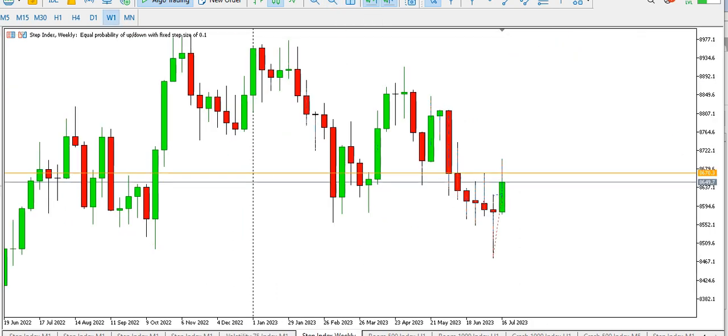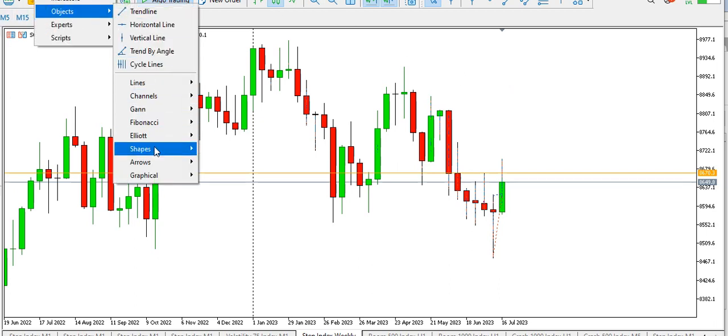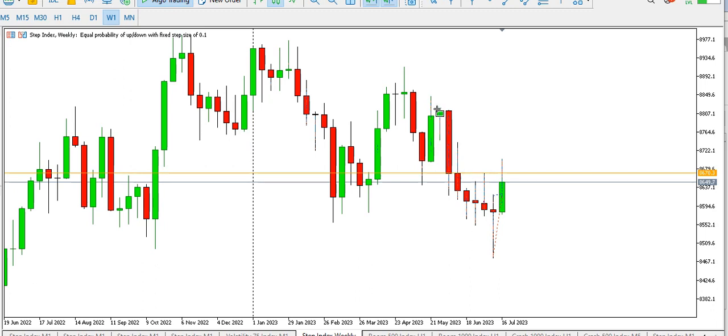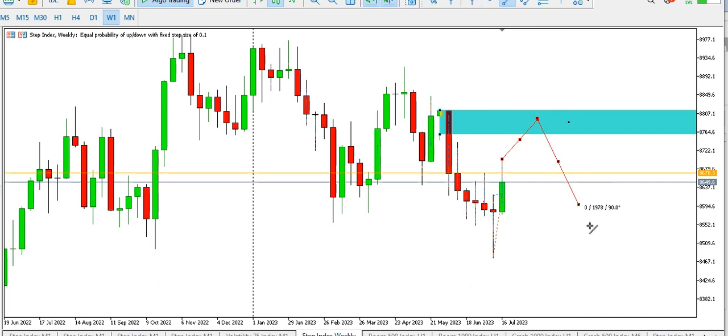Let's take a look at step index on the weekly time frame. Step index is showing that price is ranging, but we likely have a swing low around here, indicating that price might likely go up. But if price is going to go up, we have this other block on the weekly time frame for step index. This other block might serve as resistance to price for price to go up to this level and possibly drop.